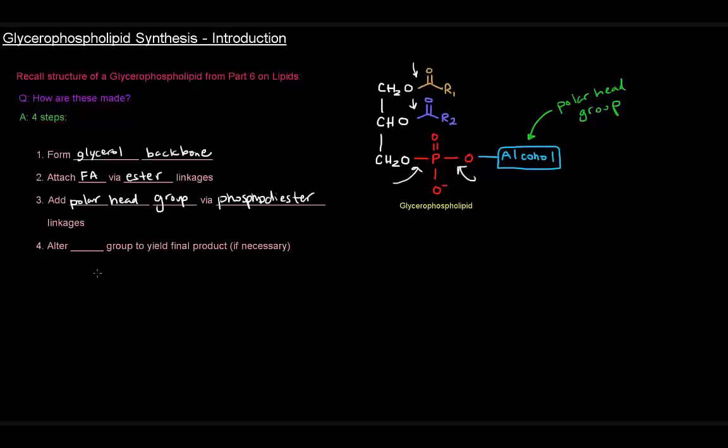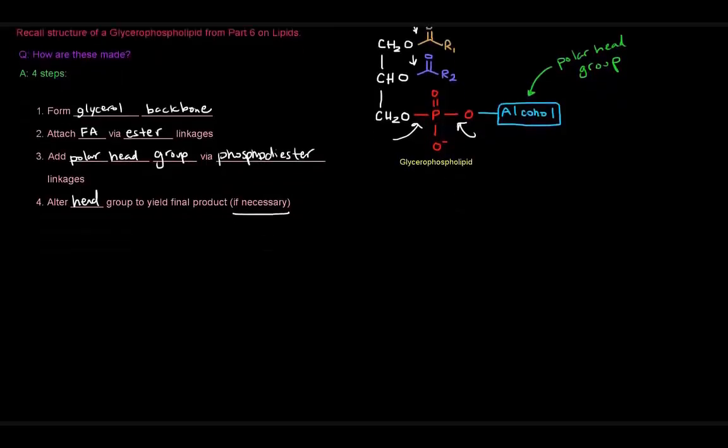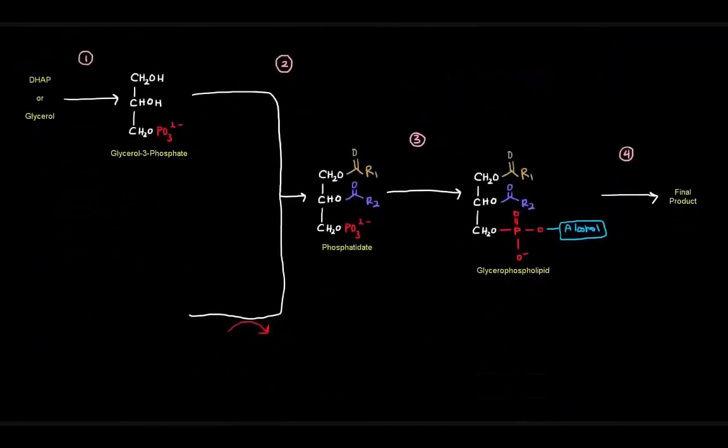Okay. And the fourth and final step is we're going to alter the head group to yield the final product, and that's if necessary. This isn't always a necessary step. It may or may not be. Okay. So let's kind of get an overview of what that might look like.